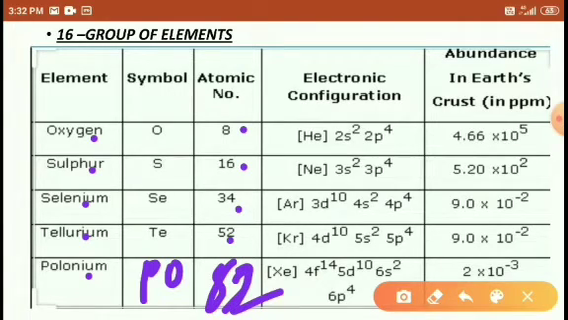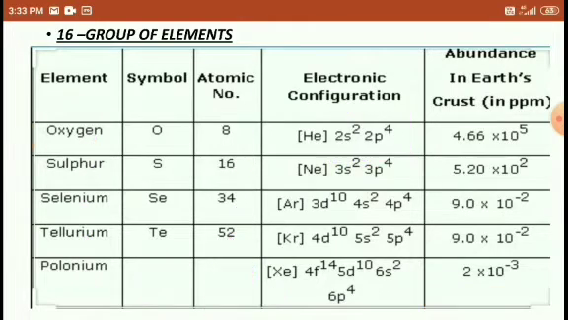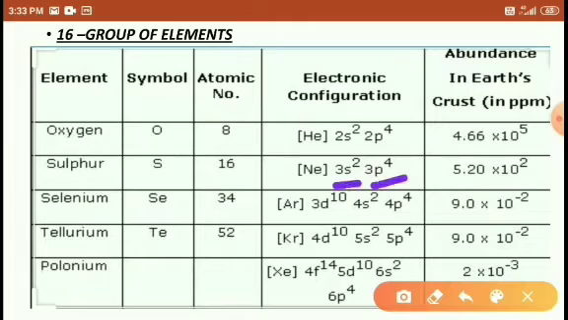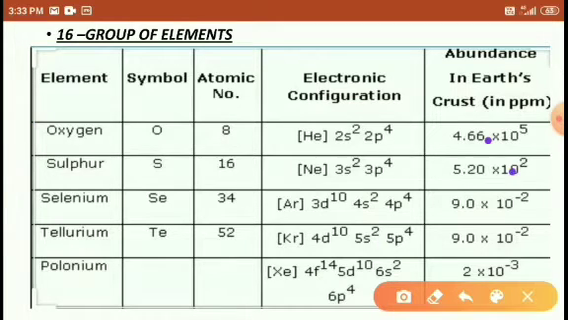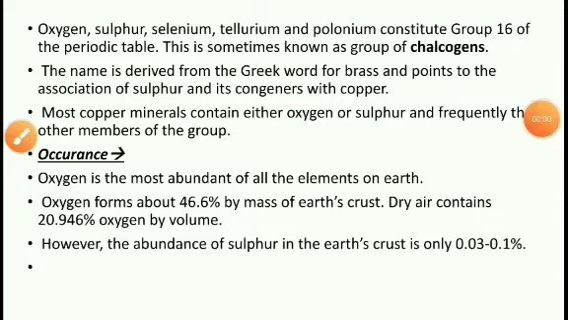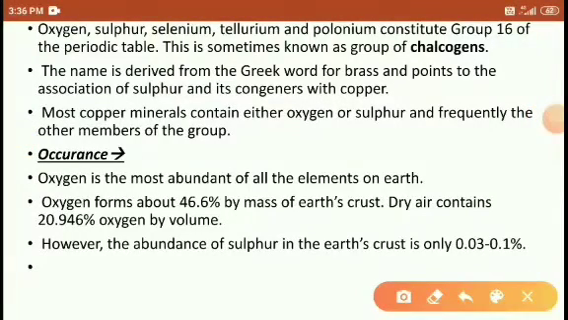Right. Here is the electron configuration, students. All the elements have outermost configuration 2s2 2p4, 3s2 3p4, 4s2 4p4, 5s2 5p4, 6s2 6p4. It means the outermost electron configuration is ns2 np4. And this is the abundance in nature. Oxygen, sulfur, selenium, tellurium, polonium, the group 16 elements, are also called chalcogens.